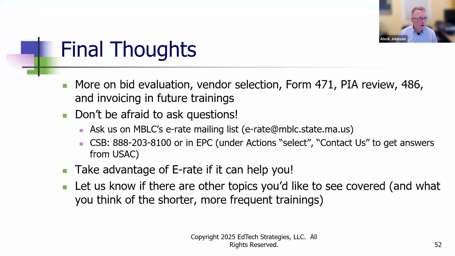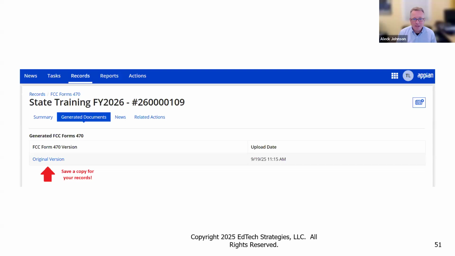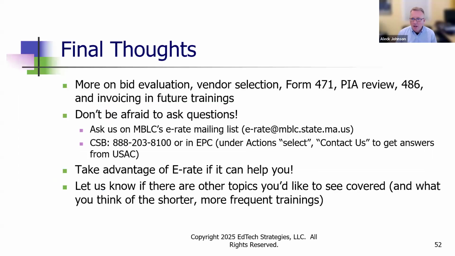Okay. And this is where we save the copy of the form that we just covered. And so let's go ahead and finish things off for today. So we've got upcoming trainings coming up. There'll be about a month or so before the next training where we'll talk about bid evaluation and vendor selection. And then subsequent trainings, we'll talk about the Form 471, the PIA review, the Form 486, and invoicing.